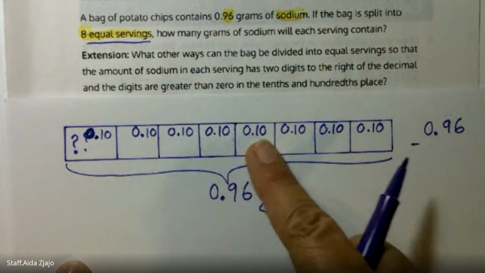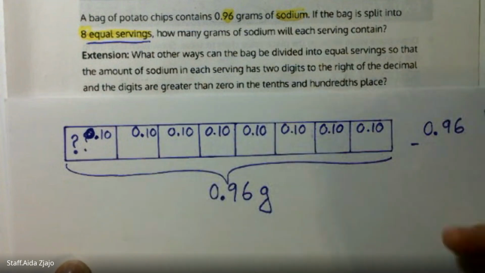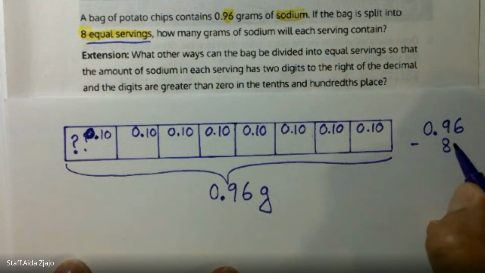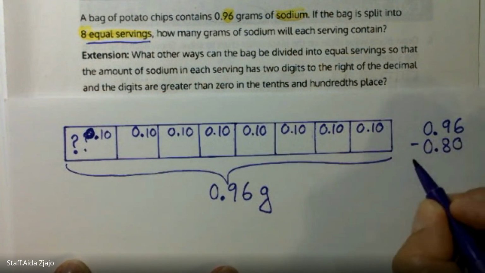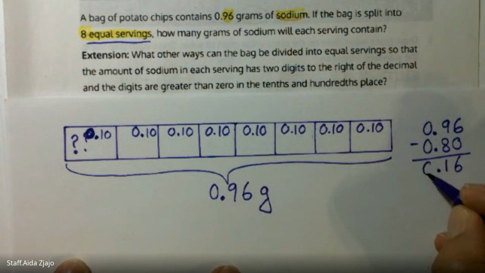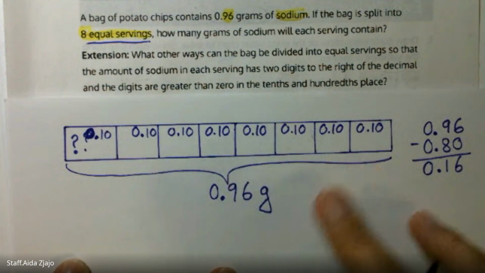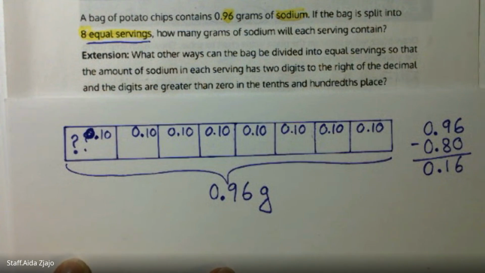1, 2, 3, 4, 5, 6, 7, 8. 8 servings, each is 0.10 grams. So I'm sharing 0.80 grams. I already shared that, now I'm going to subtract. So this is how much is left. Now I have only 0.16, and I have 8 groups. So I have 0.16 grams to share. 16 divided by 8 is 2, because 2 times 8 is 16. So I can get 0.02 for each.